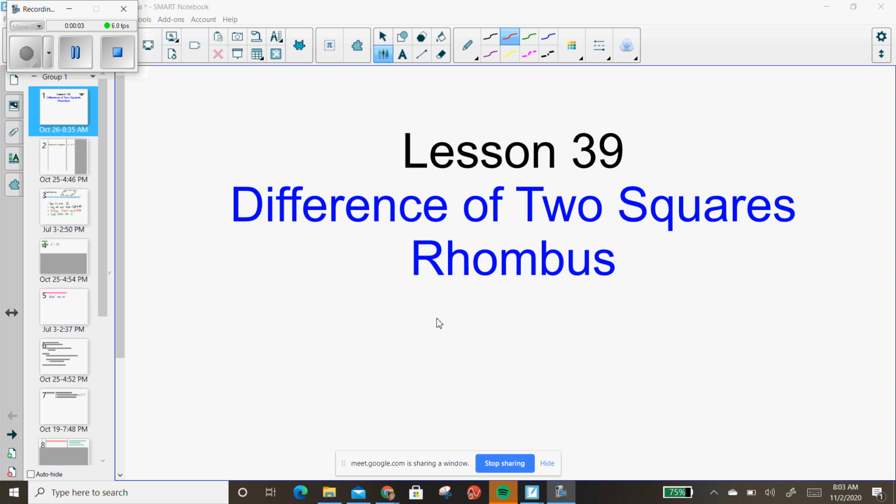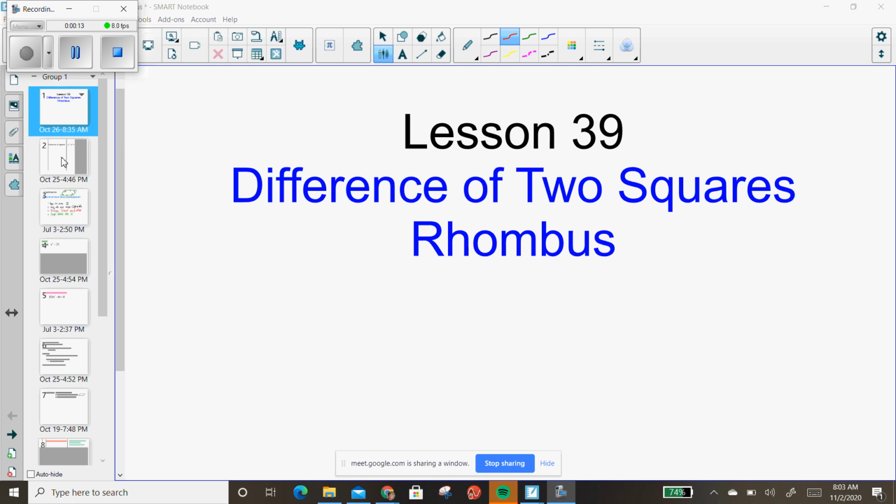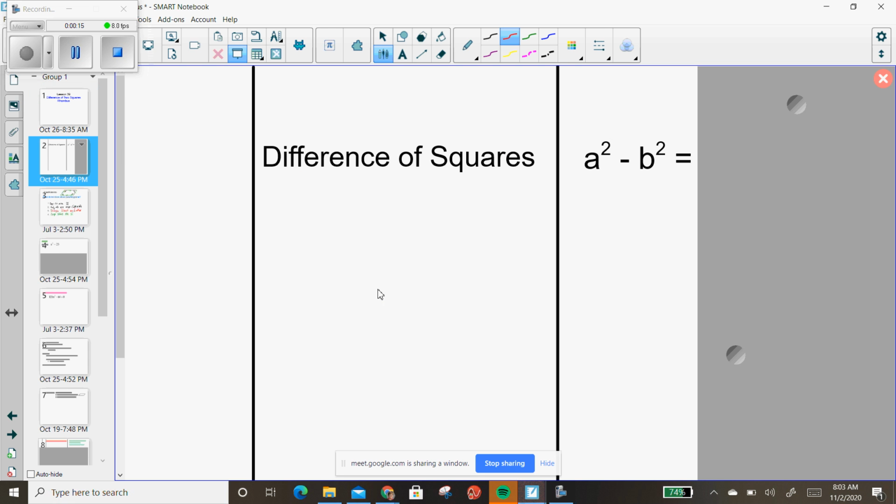Lesson 39, more factoring, another method called difference of two squares, and using that to solve equations, and then special parallelograms or a rhombus and properties of that. So first thing is a formula for you guys to write down in your notes and learn, and that's going to be the difference of squares formula.